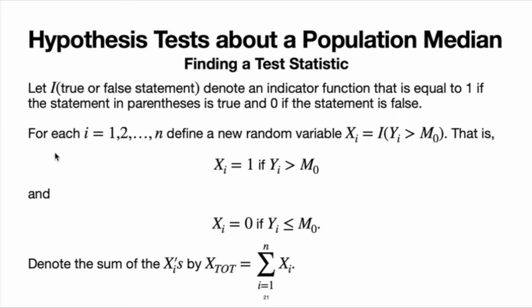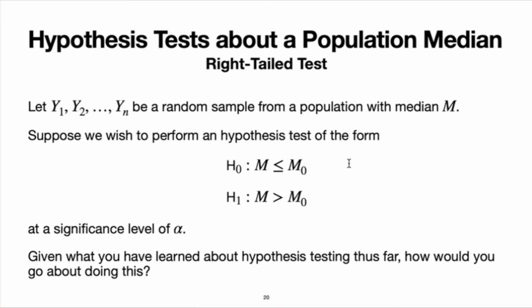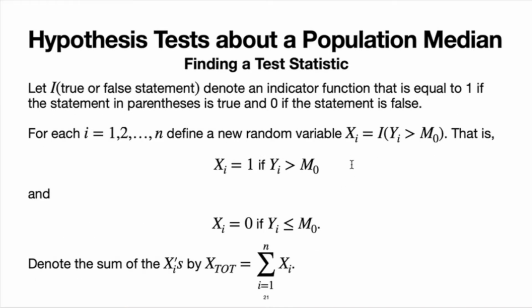Then we're going to use the indicator function to define a new random variable based on the random variable y. Let me go back to the previous slide: the y's constitute this random sample from a population with median cap M. And so we're going to define a new random variable, which I will denote by x sub i, based on y sub i for each of the i's going from 1 to n. So based on y1, I'll define a new random variable x1, and then based on y2, I'll define a new random variable x2, and so forth.